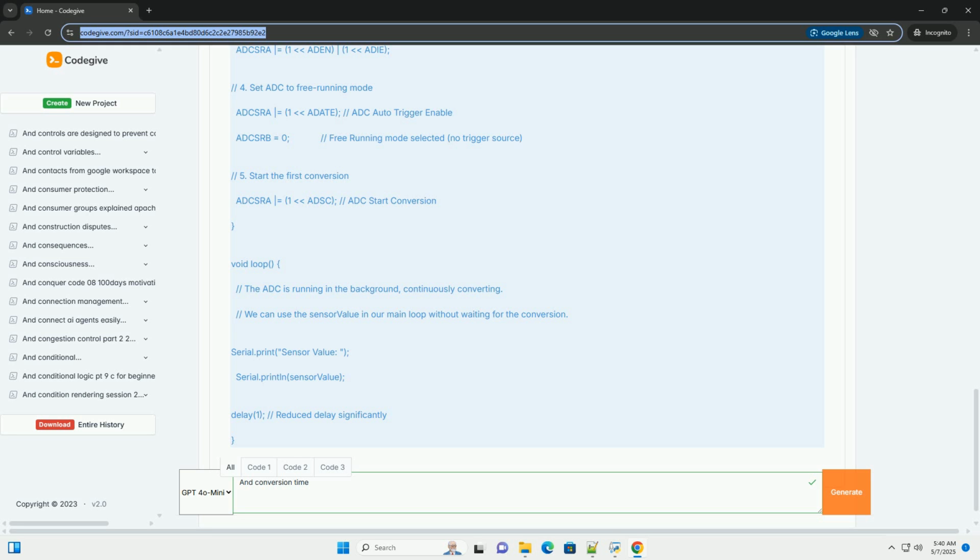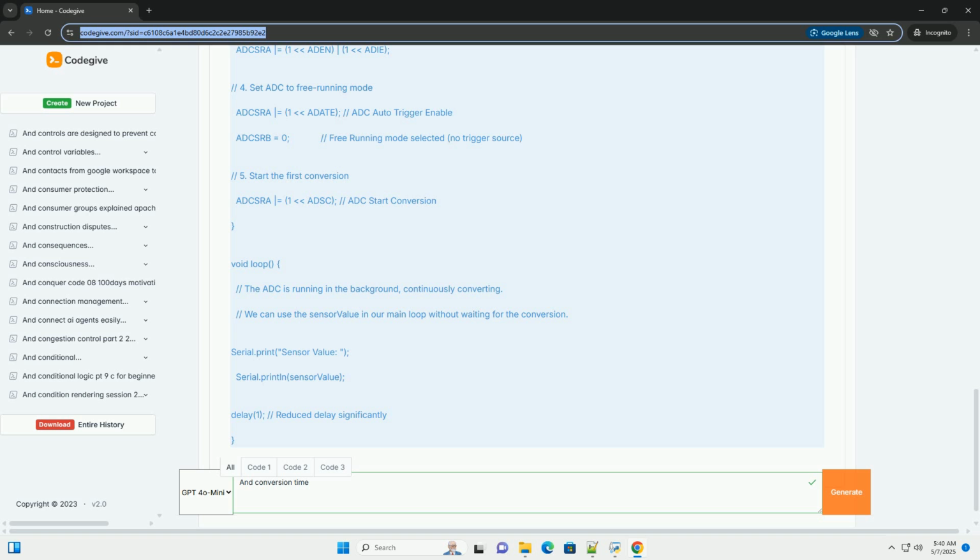3. ADCSRA = 0x88: this line enables the ADC, ADEN, and enables the ADC interrupt, ADIE. When the ADC completes a conversion, it triggers the interrupt, which in turn executes the ISR(ADC_vect) function. 4. ADCSRA |= 0x20: enables auto-triggering. The ADC starts a new conversion automatically after the previous one completes. 5. ADCSRB = 0: selects the auto-trigger source. Setting it to 0 enables free running mode. 6. ADCSRA |= (1 << ADSC): starts the first conversion. The ADC then continues converting automatically due to the auto-triggering feature.